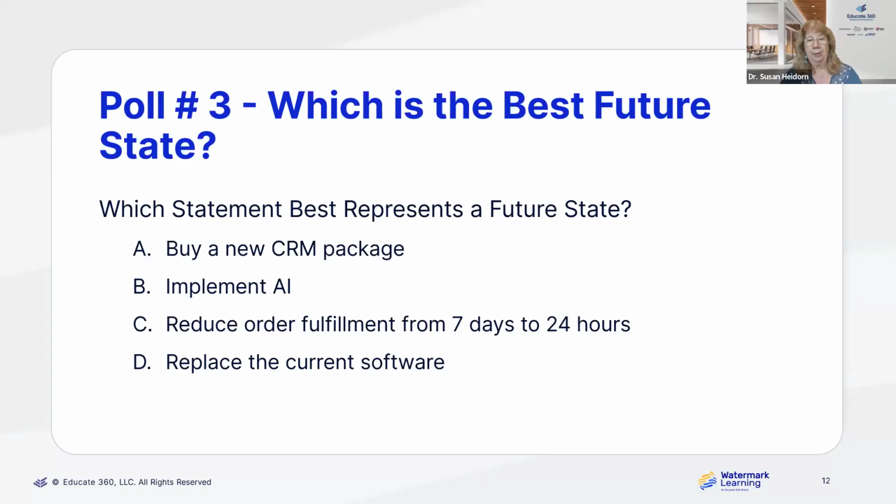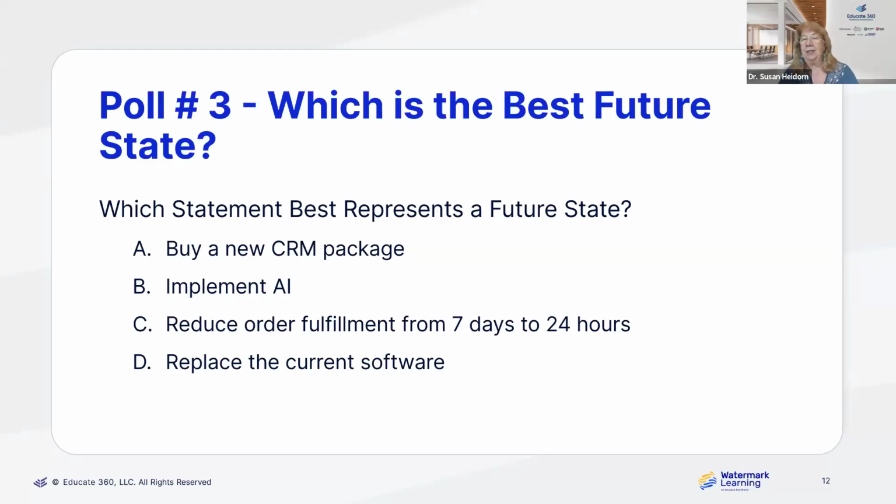All right, I'm going to end the poll and share the results. Hopefully you can see them. So interestingly enough, we have one CRM package, implement AI, replace the current software, and reduce order fulfillment is 78%. So 78% wins.